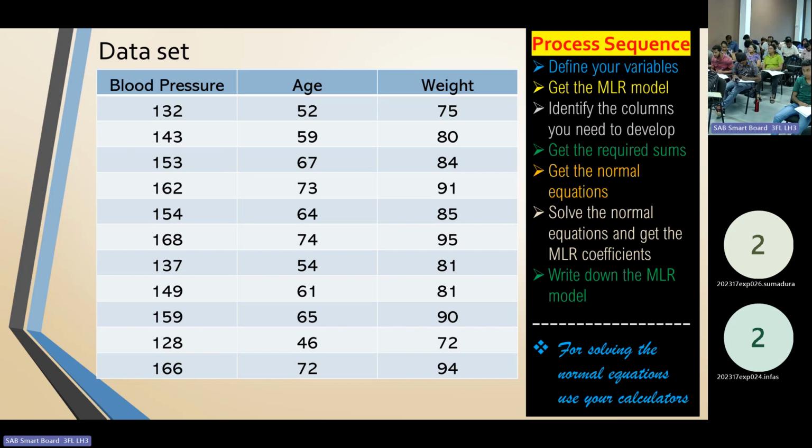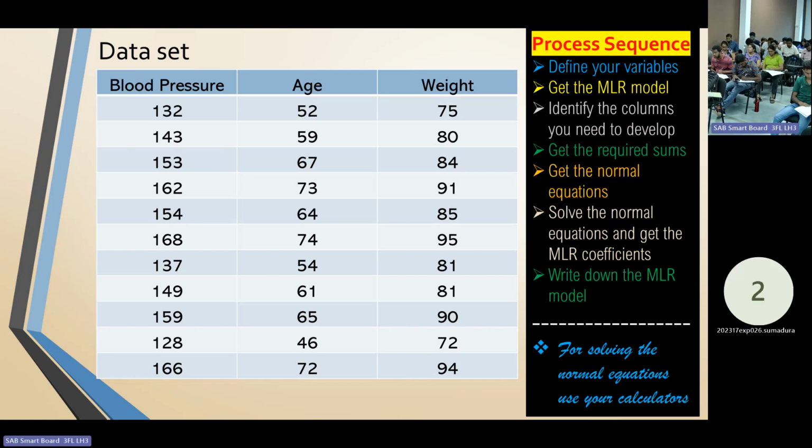Now I have given the process, right? So what you need to do. See, here we have the real names: age, weight, blood pressure, but the model says X1, X2 and Y. So which one is your Y? Blood pressure is our Y, because blood pressure depends on age and weight. Age is there, weight is there. According to our convenience, we can take this as X1, this as X2, or the other way around. Our choice.